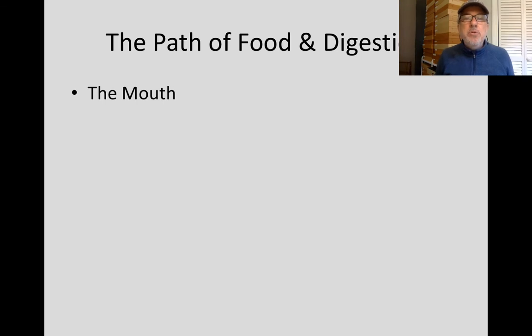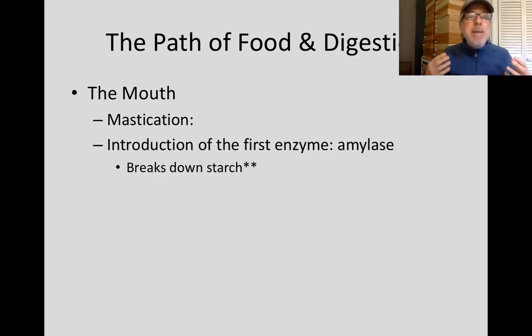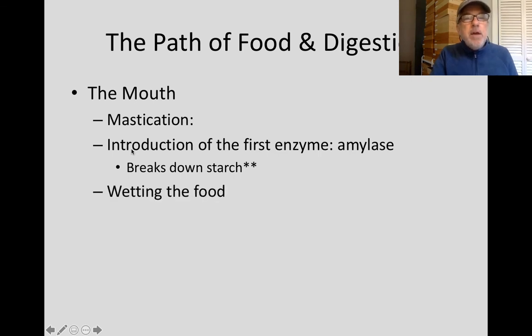Let's follow the path of food, and let's follow the two types of digestion, mechanical and chemical digestion. So the first thing, the mouth masticates. That means chews the food, breaks it into smaller pieces. And the mouth also introduces the first enzyme called amylase. And amylases begin the breakdown of starch. Starch is a carbohydrate. So this is the beginning of chemical digestion of carbohydrates. The mouth also wets the food. A lot of saliva is put into the food to make it wet, to make it easier to flow through your digestive system, and also easier for the enzymes and the mechanical digestion to work on it.